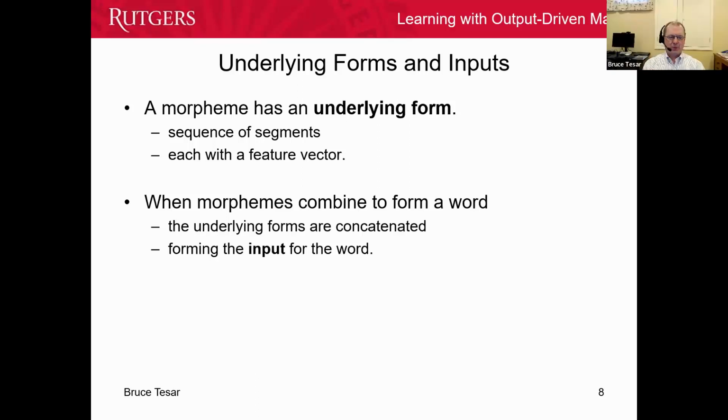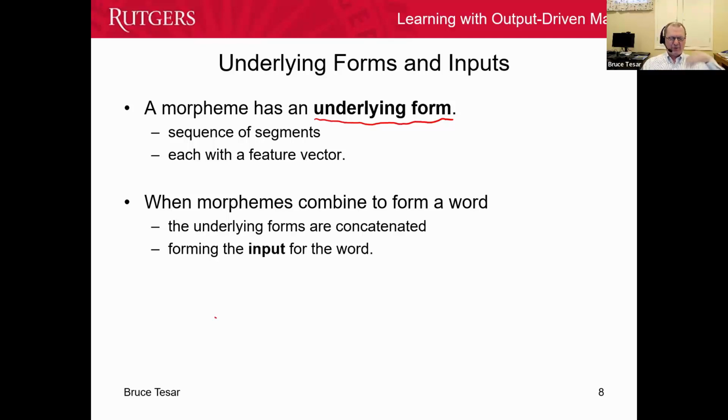Okay, so a morpheme, you can think of a morpheme as sort of two parts. There's the morphosyntactic part, which says something about the part of speech that a morpheme is, and there's the phonological part, which is the part involved with its sound structure, its pronunciation. And so the sound structure part is what I'll be referring to as an underlying form.